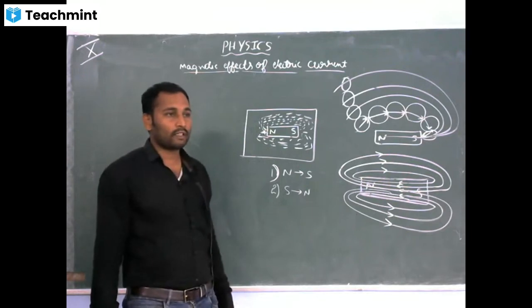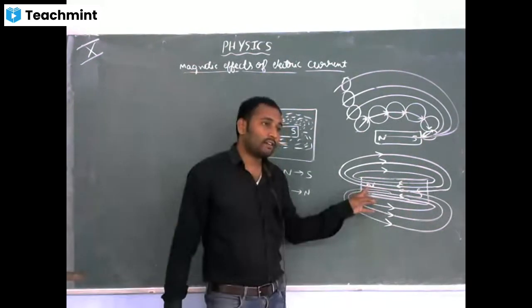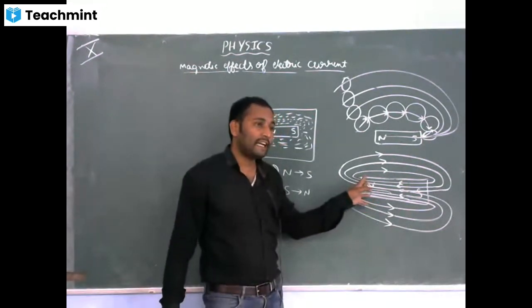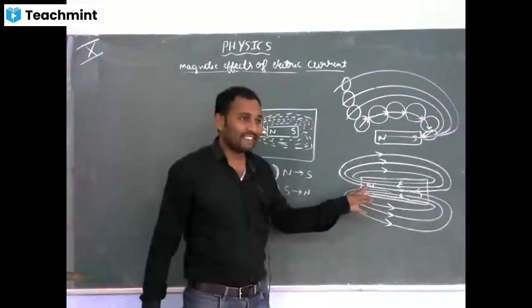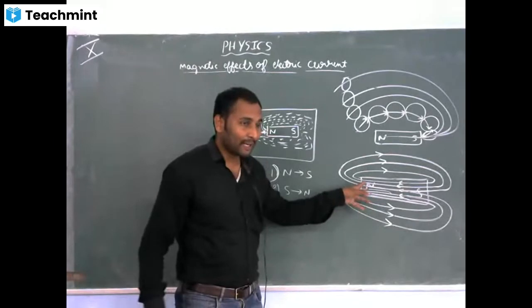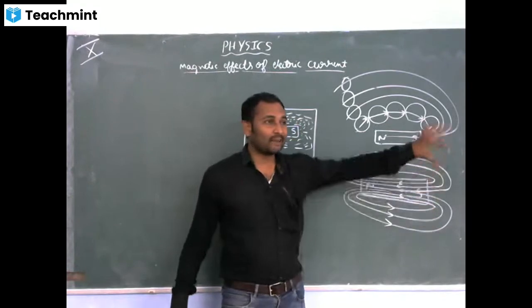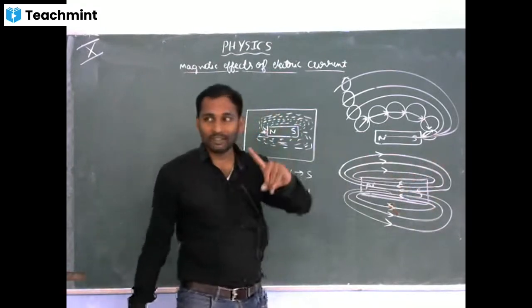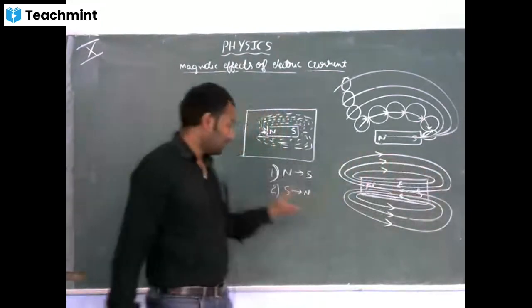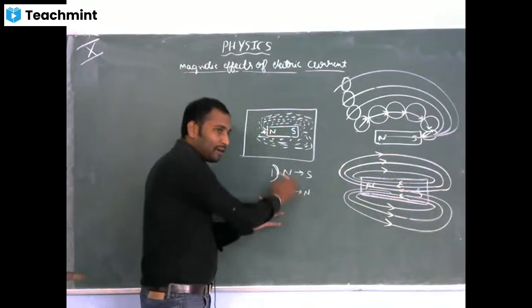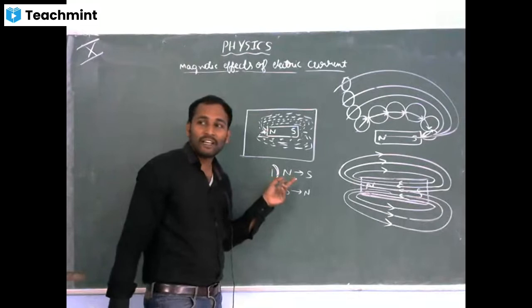Or you can see it like this: at the north pole, the magnetic field lines appear like they are emerging out. At the south pole, the magnetic field lines appear like they are merging. Clear? So remember this: always at the north pole they will emerge, at the south pole they will merge. So this is the first property. Together, these two we will call only one property: outside, the magnetic field lines will travel from north to south.